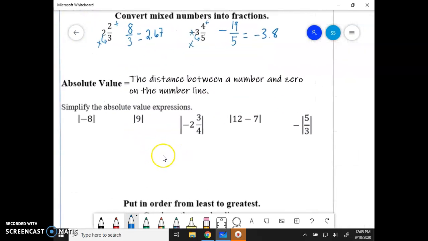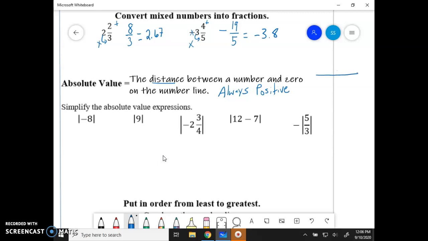Write down that definition and let's really think about it. So the distance between a number and 0 on the number line. The key here is distance, all right? So this is about distance, and distance can never be negative. So absolute value, you should write this down, is always positive. Because your distance can't be negative, all right? You can have negative numbers, but distance can't be negative. And this is about distance from 0 on a number line.